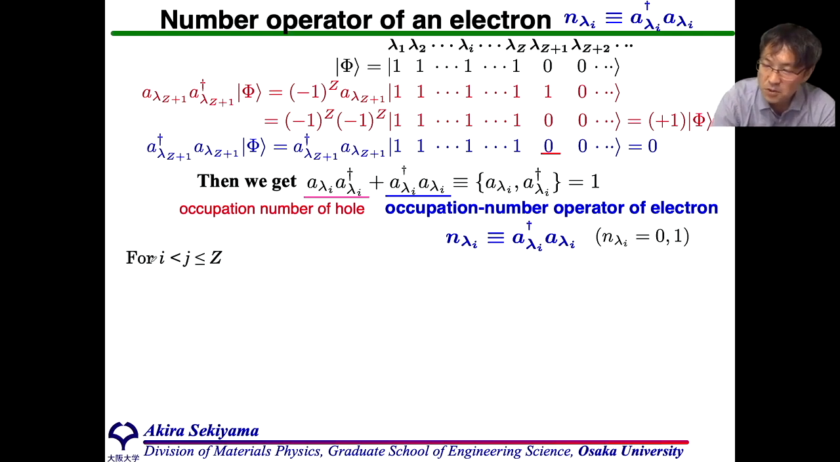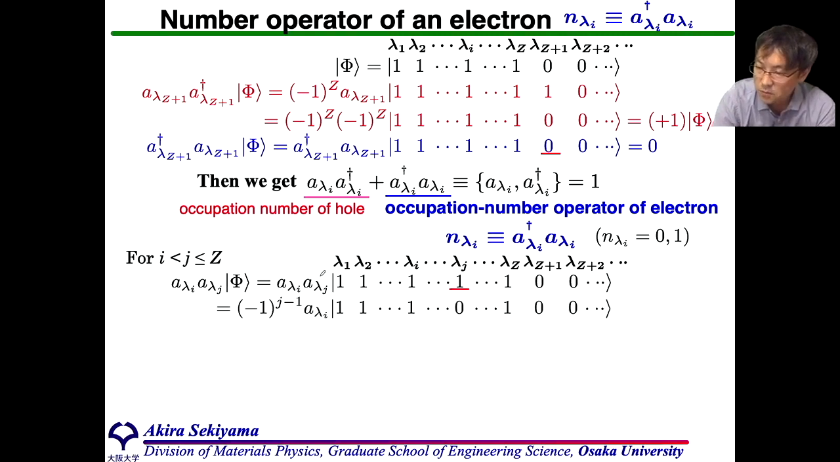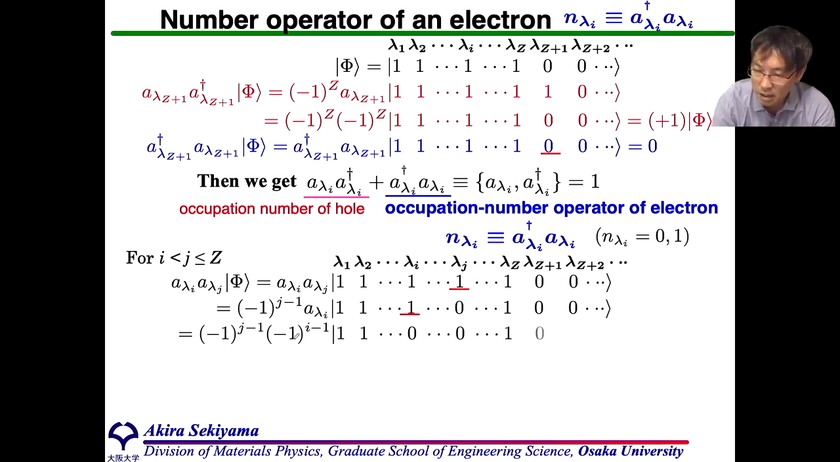So now we consider another operation, like this one. Here state i and j are less than large G. That means state lambda i and state lambda j are occupied. Then we consider this operation. At first we remove the electron with state lambda j. Then we get this result. And then we remove the electron with state lambda i, and we get this result.